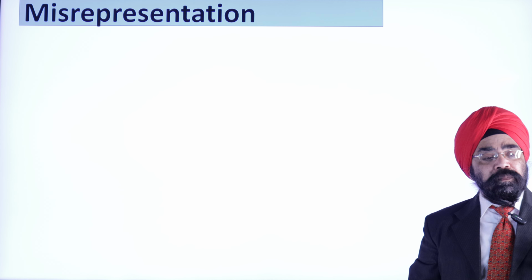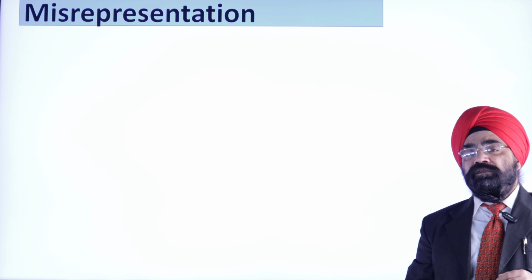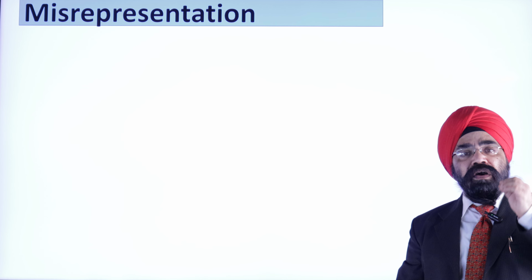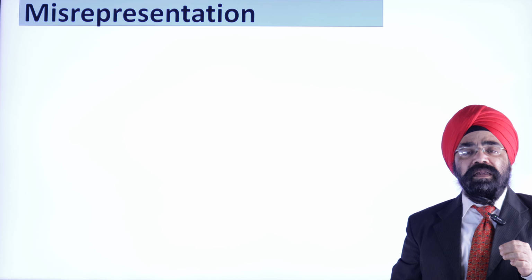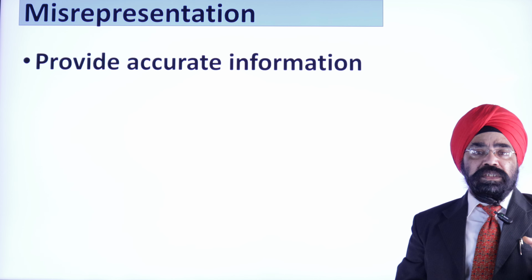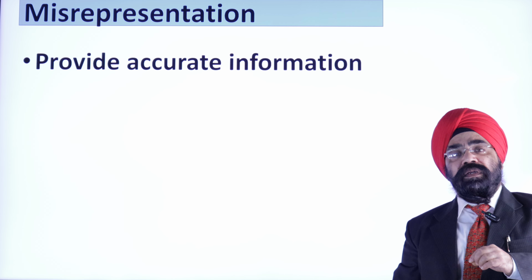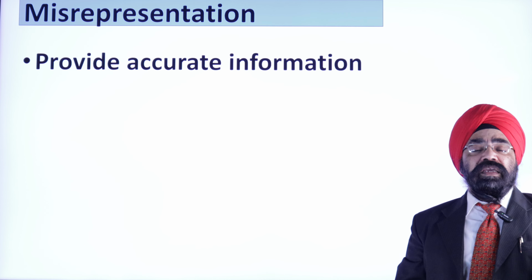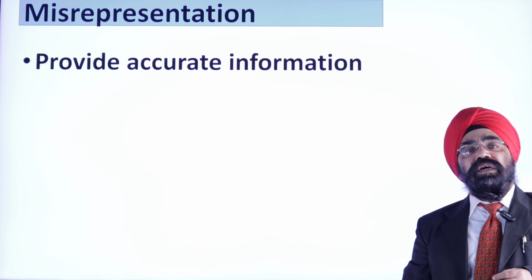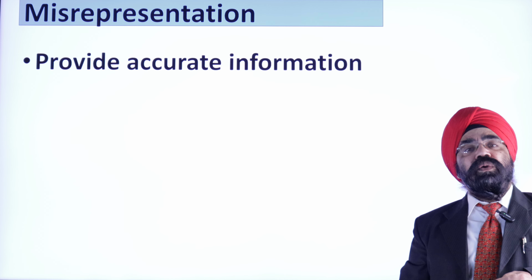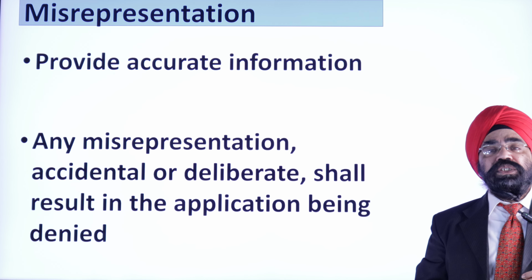Now, another reason for refusal is, this is very, very important. Please watch this carefully, because this not only leads to refusal but also to ban your application. So misrepresentation. People need to provide accurate information. That's very important. Honest and accurate information is required. If you do a misrepresentation, accidental or deliberate, knowingly or unknowingly, the chances are your application is rejected and you could also be banned. So misrepresentation is another reason.